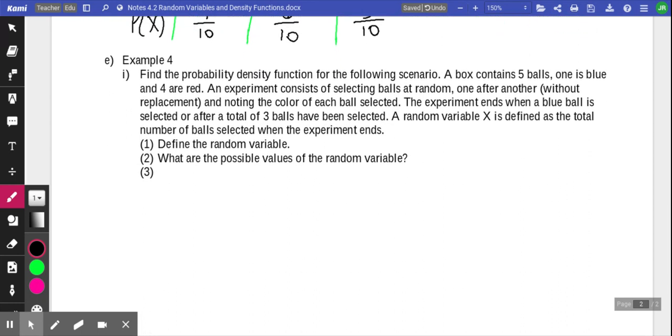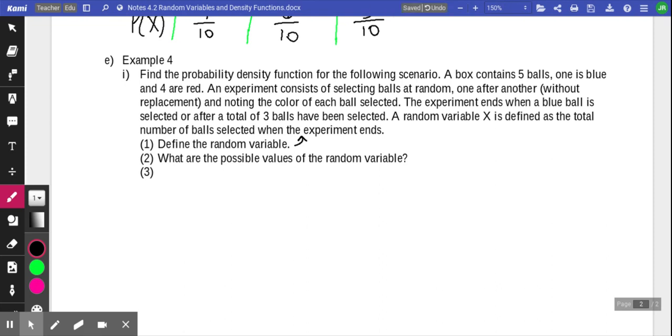All right, last scenario, it says find the probability density function if we have a box that contains 5 balls, 1 is blue and 4 are red. An experiment consists of selecting balls at random, one after another, without replacement, and noting the color of each ball selected. The experiment ends when a blue ball is selected or after a total of 3 balls have been selected. A random variable X is defined as the total number of balls selected when the experiment ends. All right, so they've already defined our random variable for us as how many balls it's going to take for us to end this experiment.